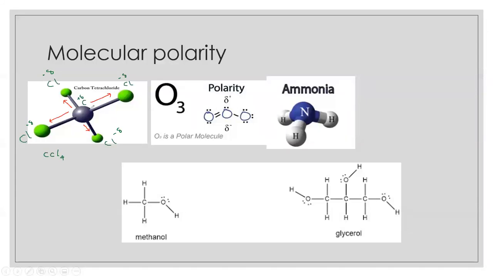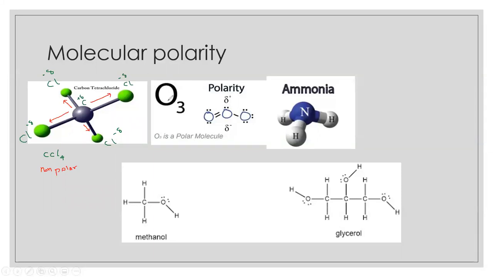Therefore, I know that each bond is polar. How do I know it's polar? Just find the difference between the electronegativity of C and Cl. If this is greater than 0.4, we say that this bond is polar. It is polar, but since the molecule is symmetric, these vectors cancel each other, so this is a non-polar molecule.